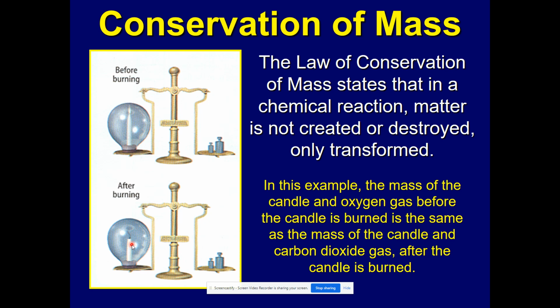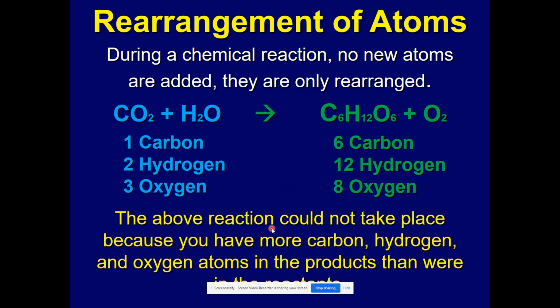What's going on here is that the elements, it's easier to see when you're looking at a chemical equation. So let me go to the next one. Okay, so here we can see that on our reactant side, we have only one carbon atom. We have two hydrogen atoms over here, and we have three oxygen atoms, two here and one here. Okay, so that's our reactants. On our product side, we have 6 carbon atoms, 12 hydrogen atoms, and then 8 oxygen atoms.